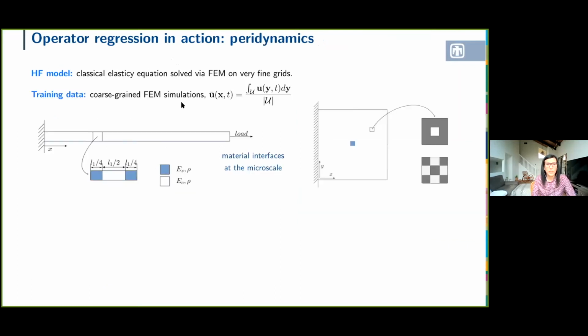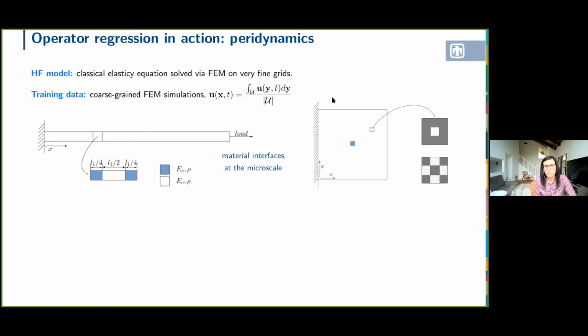So we're going to use exactly the same technique that I just described on a more complex problem. What I'm going to consider here are situations like this. For example, we have a bar, and the bar is heterogeneous. So the microstructure is periodic and is characterized by different materials. Here I'm considering materials with the same density, but different Young moduli.